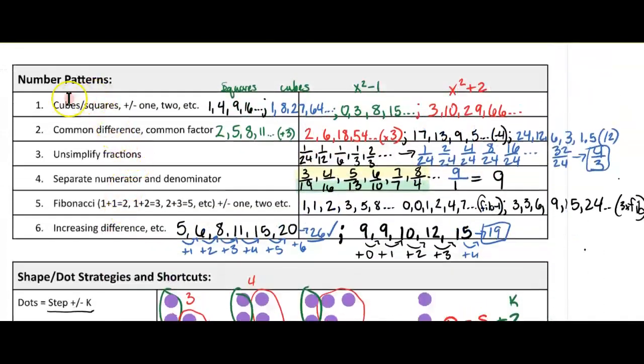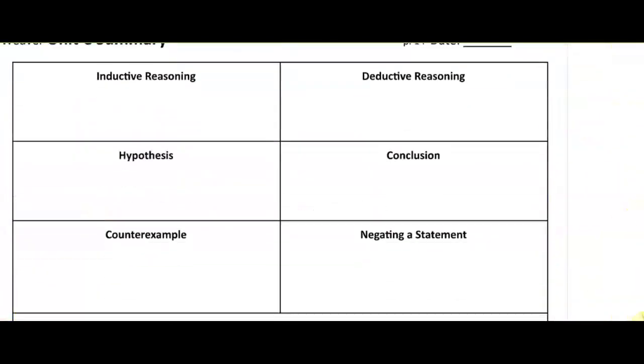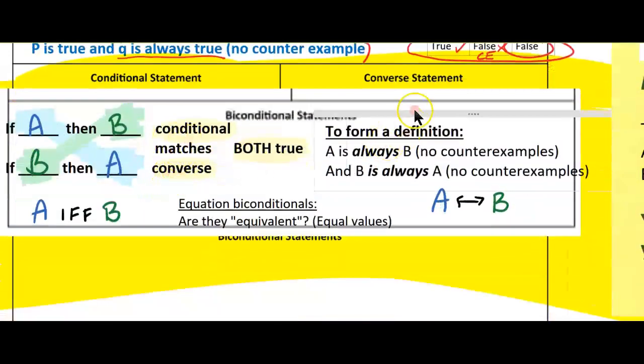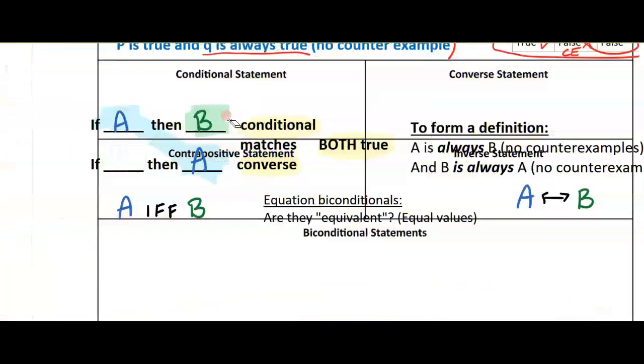Number patterns could be any combination of these strategies. I'm not going to throw something at you completely out of left field. And then you are responsible. You can use any of your notes. Inductive versus deductive, hypothesis and conclusion comes from your 2.1 and 2.3 notes, as does counterexample and negating a statement. And then pull this out and all of this other stuff.